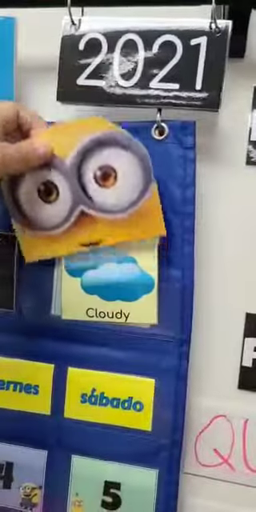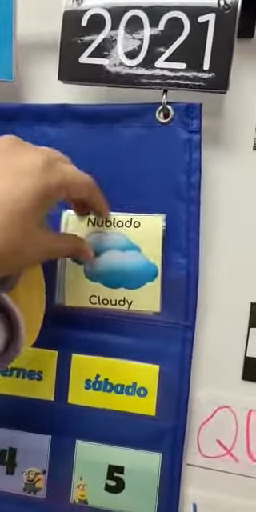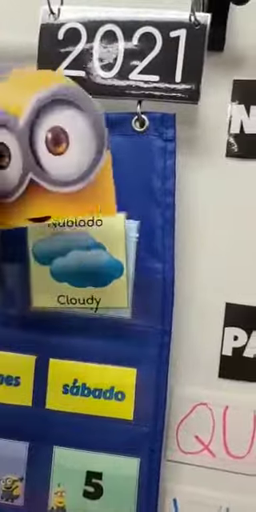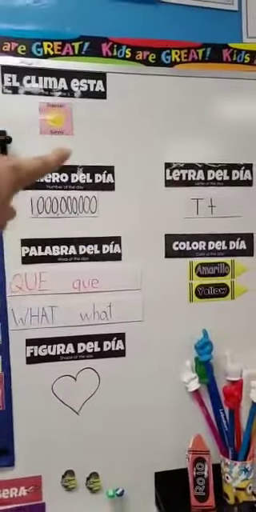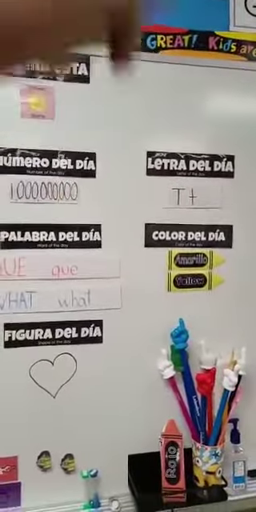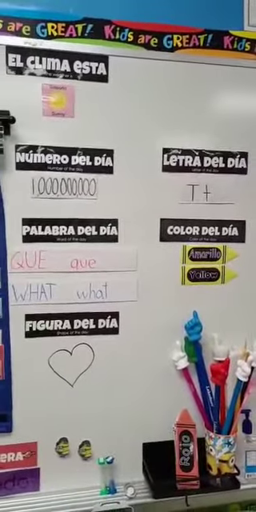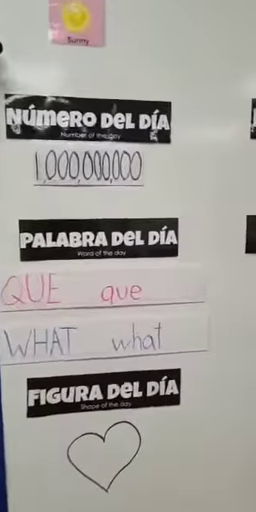So I have the cards behind here, in which I have the other types of weather. Coming soon, next to el clima, the weather, I'm going to have a minion that we're going to dress up according to the weather. So here we have el número del día.